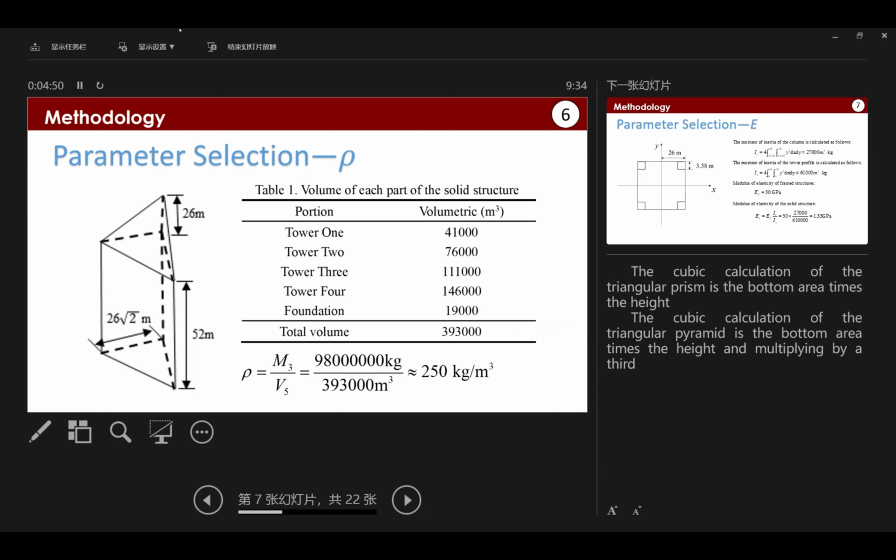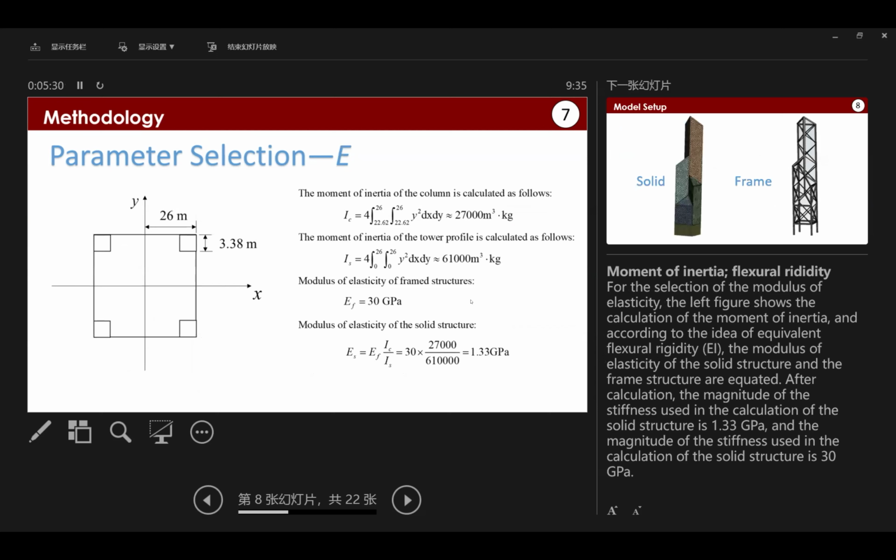And then with the same calculation method, we can get the volume of tower 1, tower 2, tower 3, tower 4, and the foundation here. Then we add them together, and we can get the total volume. From the search data, we can get the external load. It's 19.8 billion kilograms, which can be divided by the total volume here. We can get the density, which was used for the model analysis. The density here is 250 kilograms per cubic meter.